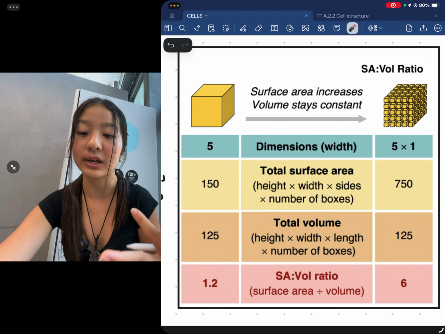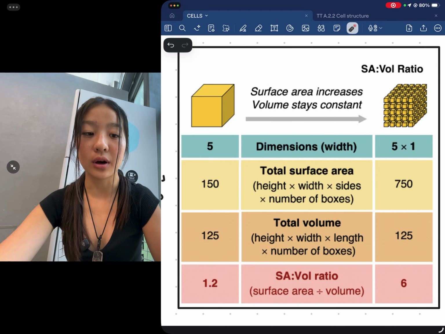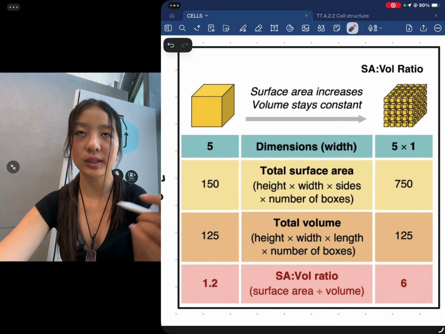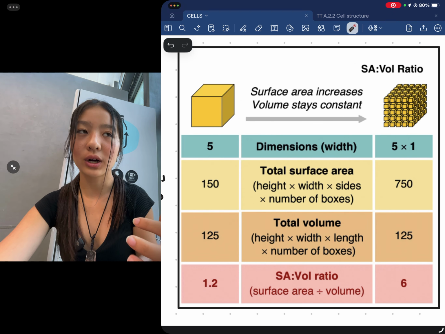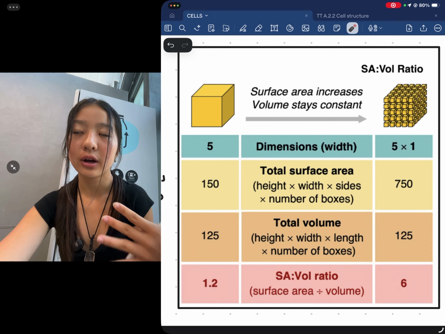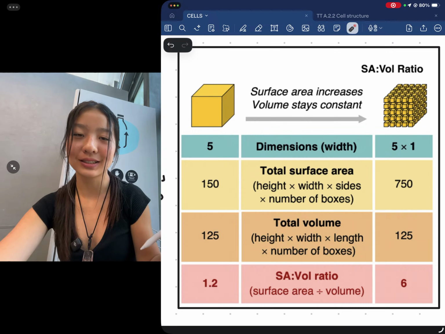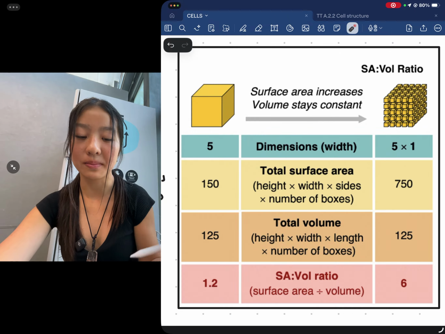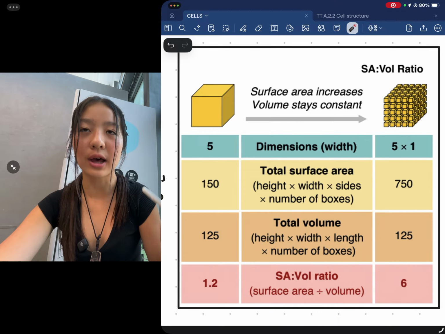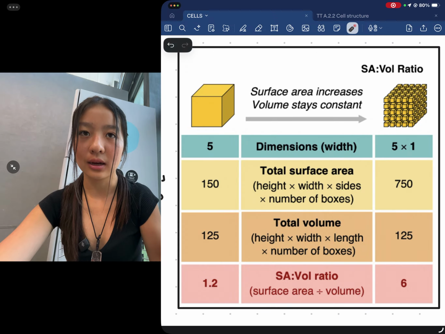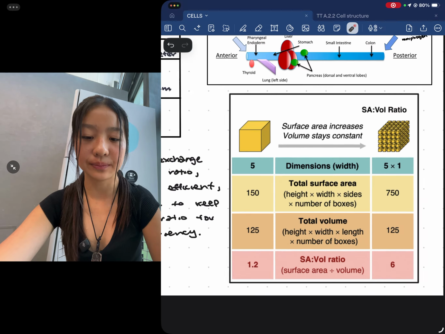So a cell then divides, because when a cell divides, the volume stays constant and the surface area increases. And the more surface area a cell has, the more interaction with the environment it can have, which means that it can provide all of the things to the inside of the cell with maximum efficiency. So the higher surface area to volume ratio a cell has, the more efficient it is at exchanging materials in and out of the cell.